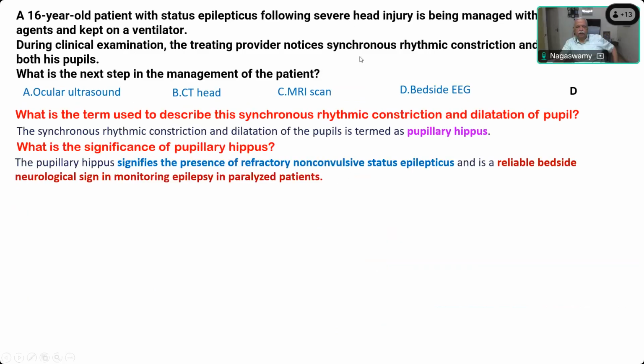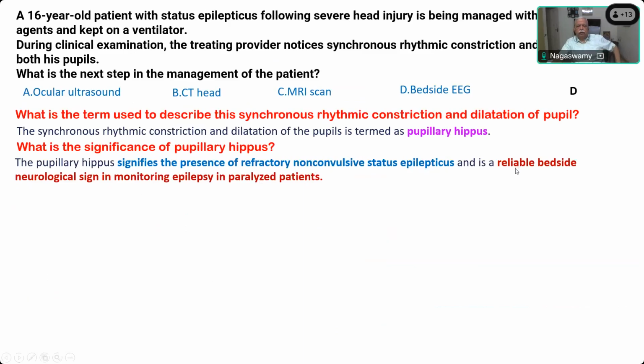Even though the patient has now stopped showing muscular contraction, it is a refractory non-convulsive status. There is no muscle twitch or contraction, and the status epilepticus is continuing in this patient.